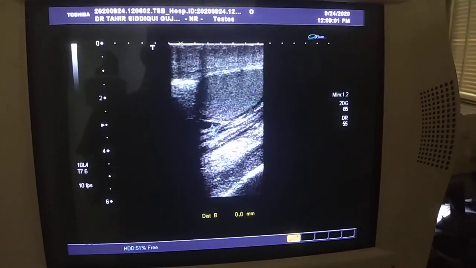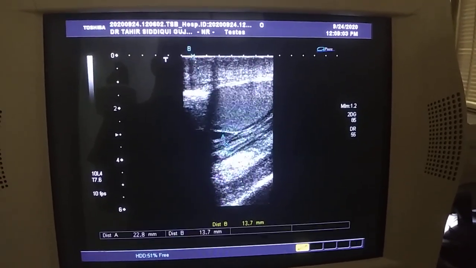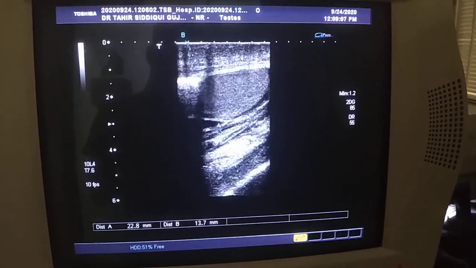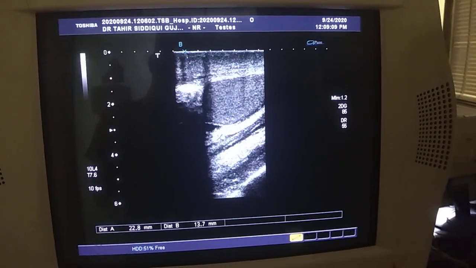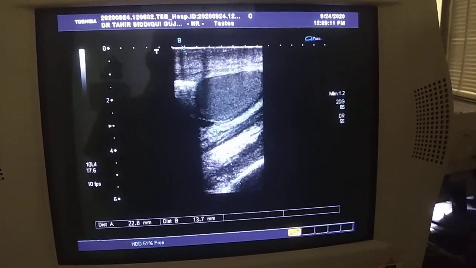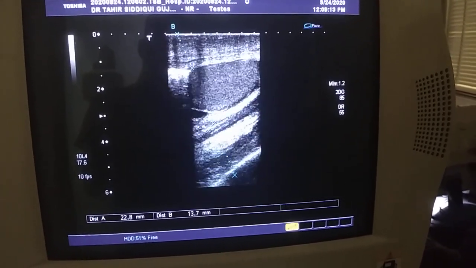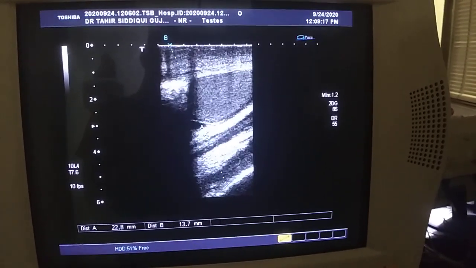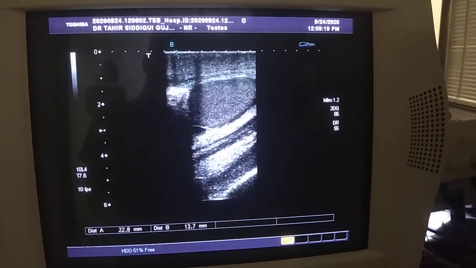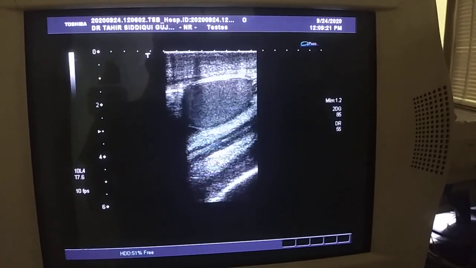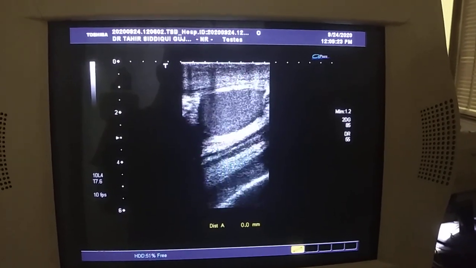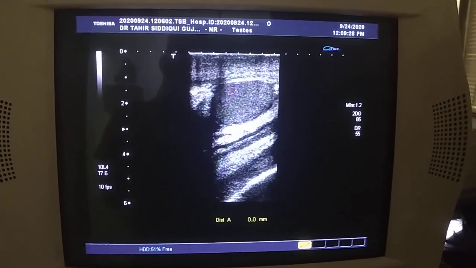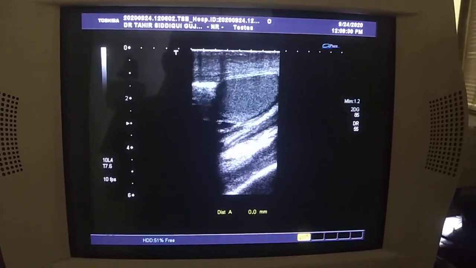Even this is the skin in which it's gliding, and here its measurement is 13.7 millimeters, and this is quite a significant increase of the size or dimensions of the scrotum. This is the fat layer within it, within the wall, the subcutaneous tissue, you can say.